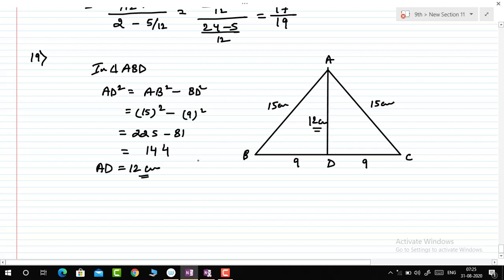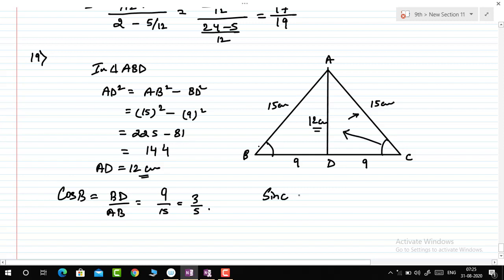We have to find cos B. So cos B, B is this angle, that is base upon hypotenuse AB. So it will be 9 upon 15. On reducing the ratio, 3 upon 5. Now we have to find sin C. To find sin C, it is perpendicular upon hypotenuse, that is 12 upon 15, 4 upon 5.